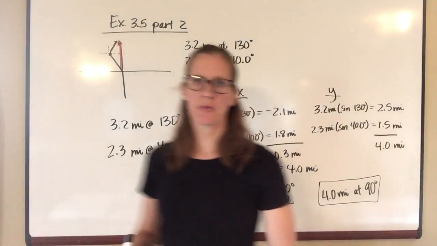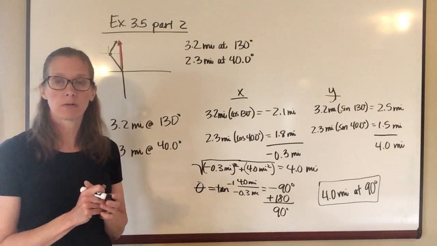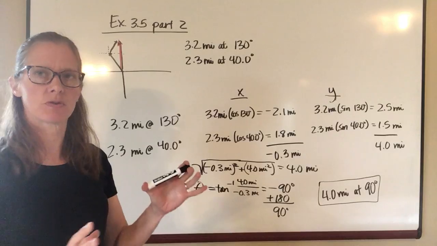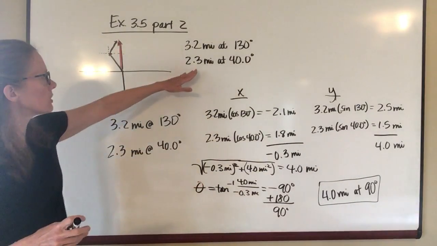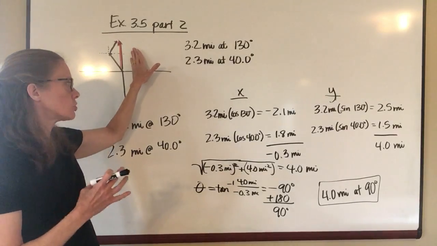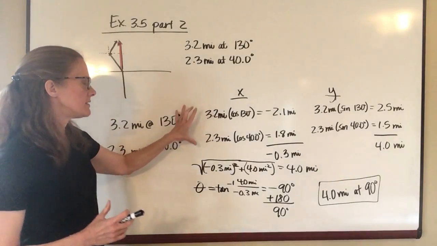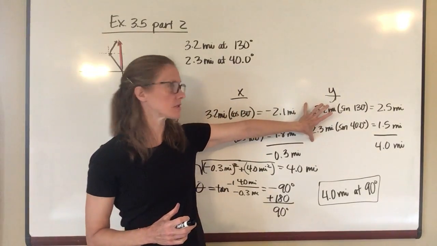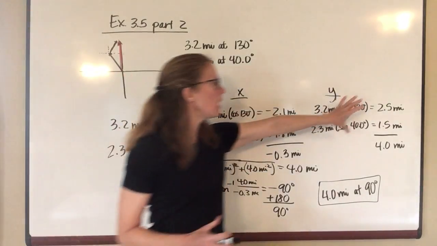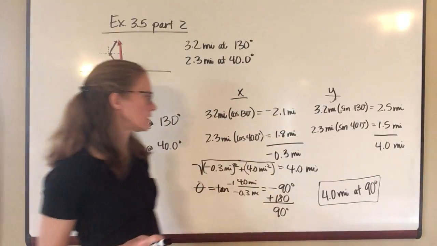Okay, so that's the final answer to that problem. I realize that that may look very complex, but let's go back and break this down so that it doesn't look so bad. First thing you're going to do, draw a real quick sketch to see what the final answer should look like. Then you're going to break the two vectors that you were given down into their x and y components. Once you have those components, you're going to add the x components together. You're going to add the y components together to get the resultant x and y components.